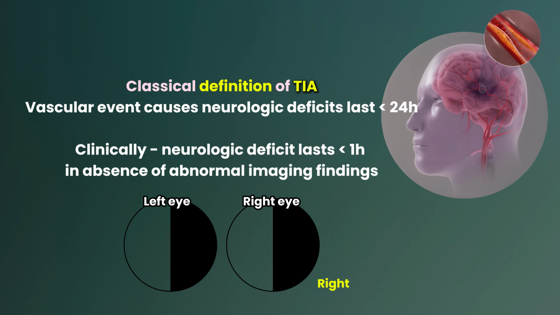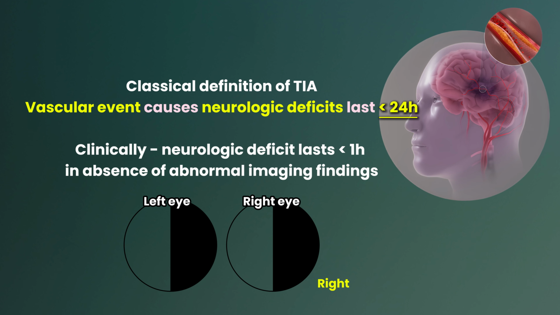The classical definition of a transient ischemic attack is a vascular event that causes neurologic deficits that last less than 24 hours. Clinically, it is defined as a neurologic deficit that lasts less than 1 hour in the absence of abnormal imaging findings.